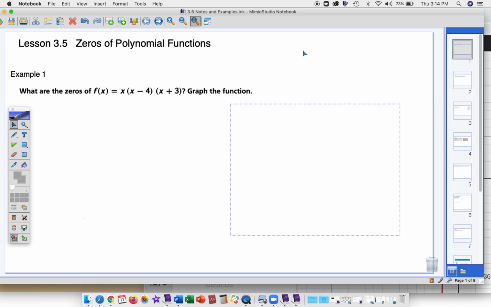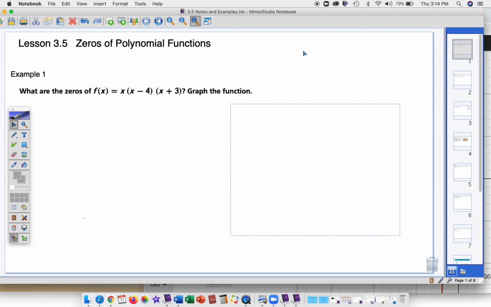So we've talked about zeros in the past. We focused on quadratic functions. Now we're going to look at higher degree polynomials. So it could be a polynomial of third degree, fourth degree, fifth degree. So we're going to pull ideas together, using different skills that we have learned in the past to find the zeros of these higher degree polynomials.